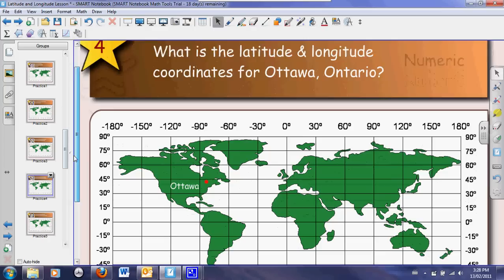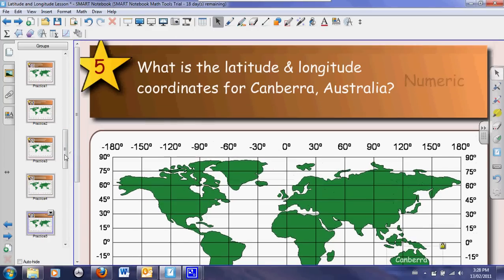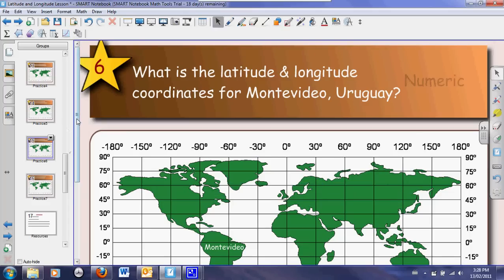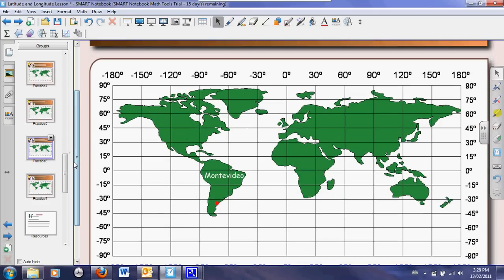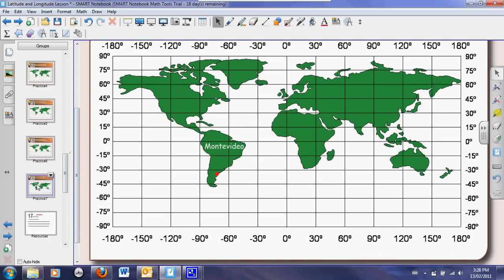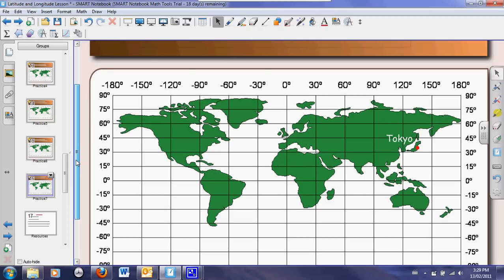This one is for Ottawa, Ontario, Canada. This one, let me scroll down here, is for Canberra, Australia. This one is for Montevideo, Uruguay. I'll show you up here, Uruguay. And then the last practice one that we did in class was for Tokyo, Japan.